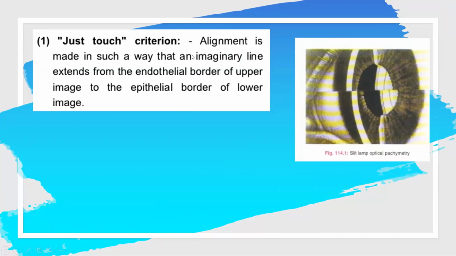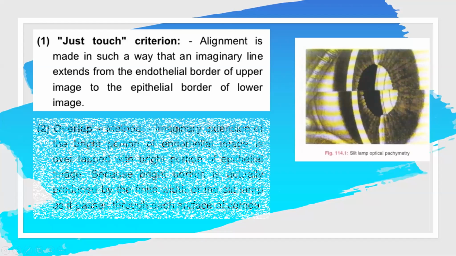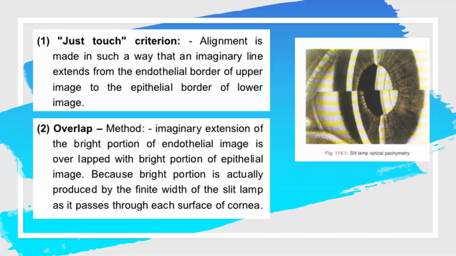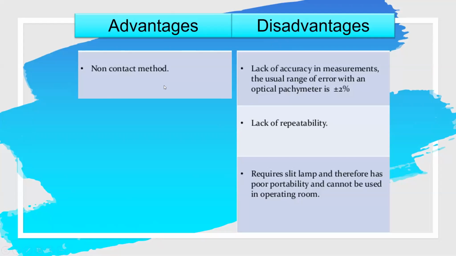Another criterion is the overlap method, in which you match the bright portion of the endothelial image, but these methods are not very reproducible. It is slightly based on assumptions, and that is why manual optical pachymetry is not commonly used now. There is lack of accuracy, there is lack of repeatability. So nowadays, manual optical pachymetry is not used.